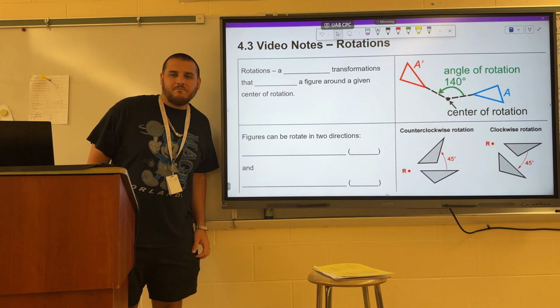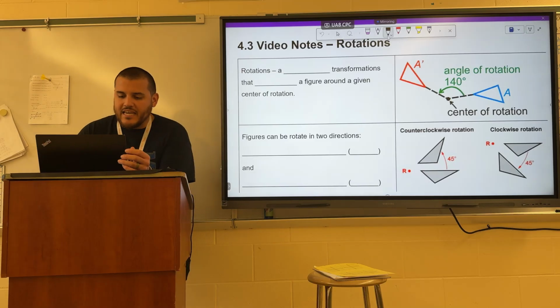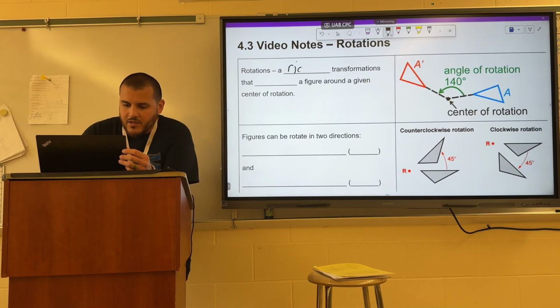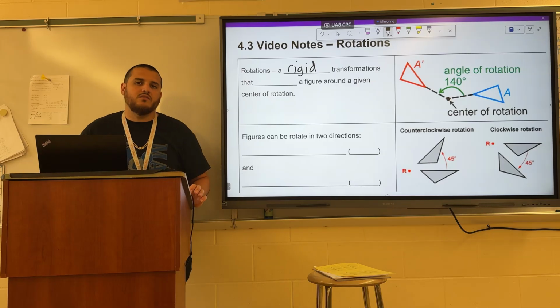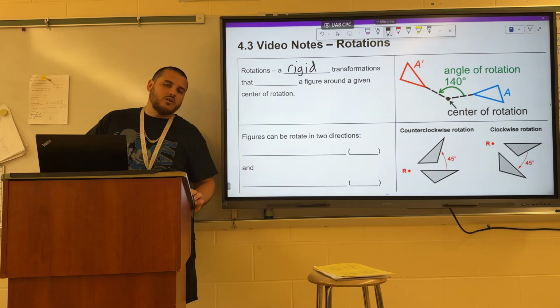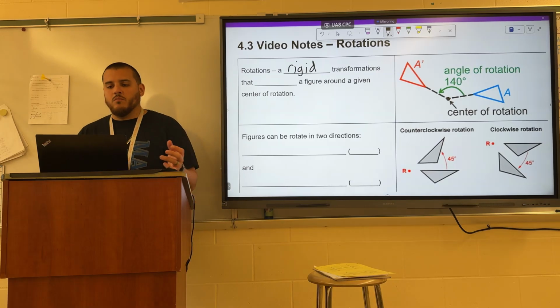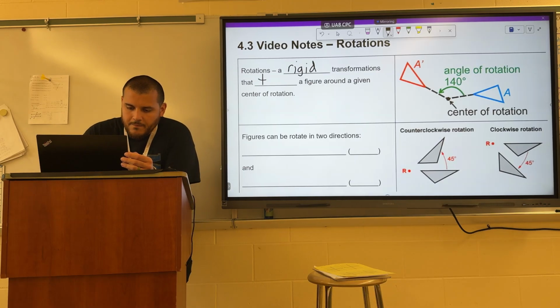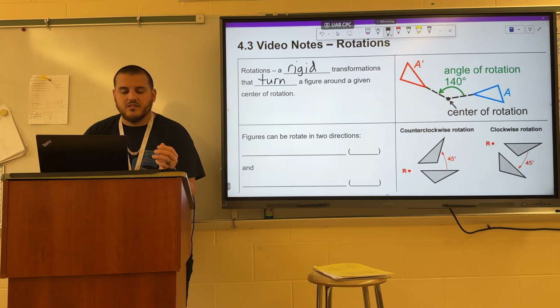Today we're covering section 4.3 of geometry, which is all about rotations. Let's get into it. A rotation is a rigid transformation. So remember, that means it's going to create a congruent figure. It's not going to change the size of the shape. It's just going to move it to a different position, right? And the way that it moves is by turning that figure around a center of rotation.